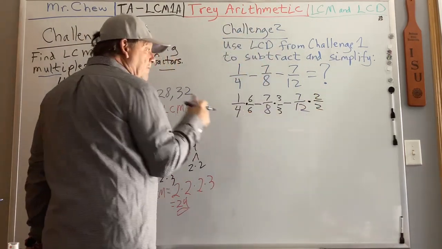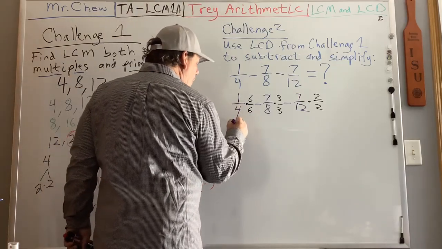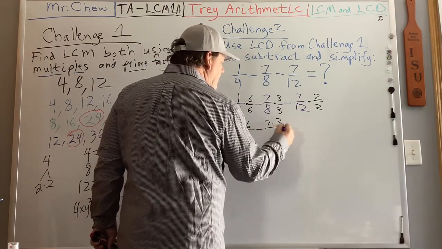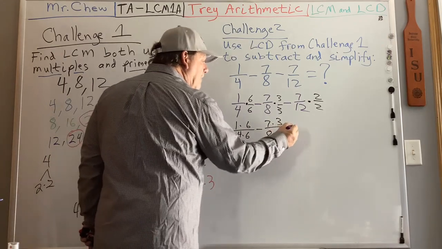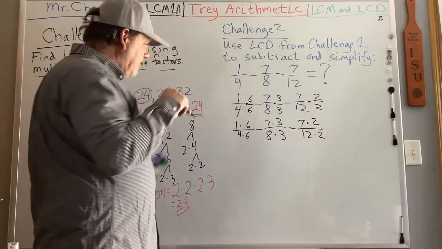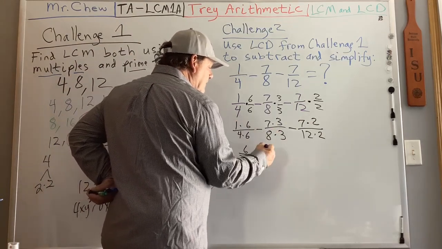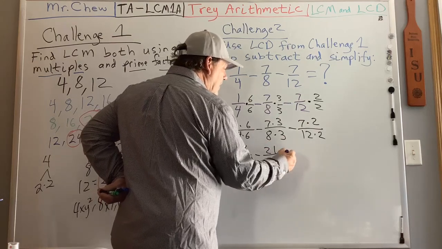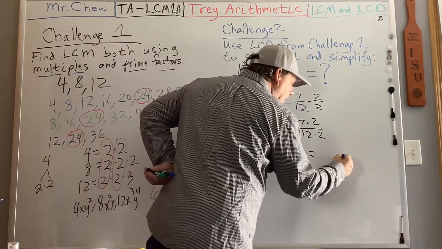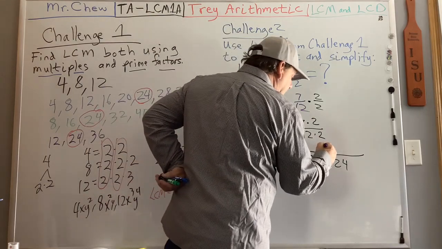3 over 3 is 1, 6 over 6 is 1, which means I get equivalent, not simplified fractions. So I get 1 times 6 over 4 times 6 minus 7 times 3 over 8 times 3 minus 7 times 2 over 12 times 2. Now you notice the bottom of each one is going to be the same. 1 times 6 is 6 over 24 minus 21 over 24 minus 14 over 24. And so since I've got the same denominator, I can put the numerators with their operations together. 6 minus 21 minus 14.